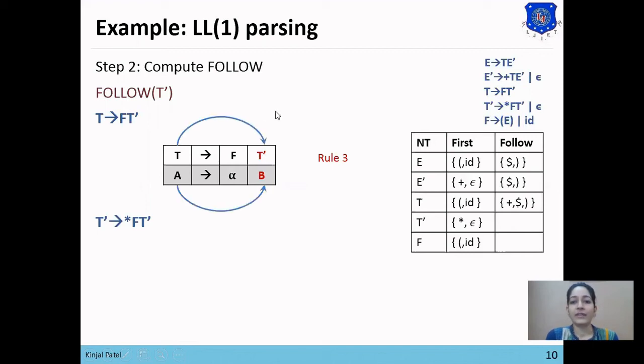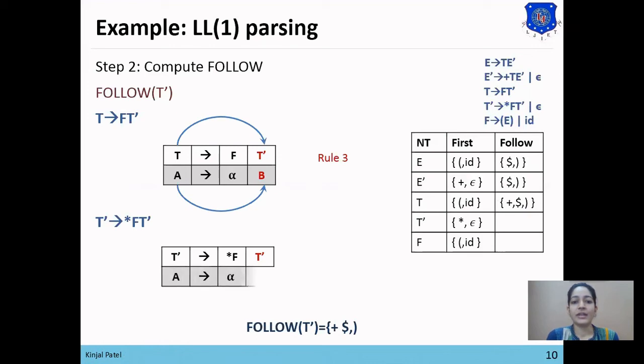So follow of T is plus dollar and closing bracket. So plus dollar and closing bracket will be added in follow of T dash. Now the second statement is T dash produce star Ft dash. So we are finding follow of T dash. As there is no symbol following T dash, follow of T dash will be added in follow of T dash. We will apply rule 3. As we are already in follow of T dash, no more symbol will be added in follow of T dash. So follow of T dash is plus dollar and closing bracket.